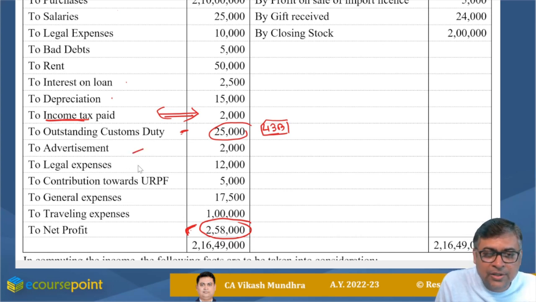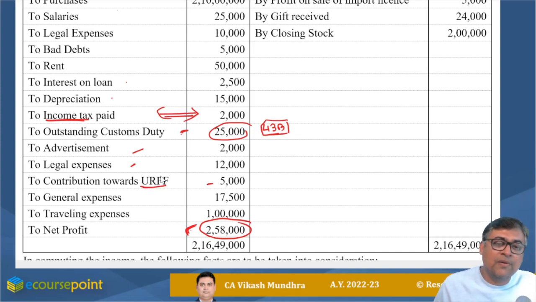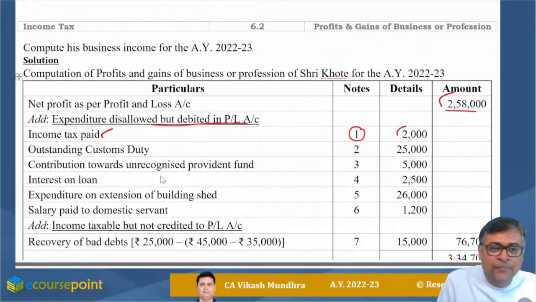Advertisement, nothing to be done. Legal expenses, nothing to be done. Contribution towards URPF, unrecognized provident fund: if as an employer you are contributing towards unrecognized provident fund, that should be disallowed. If it is RPF, gratuity fund, or superannuation fund, it is allowed subject to section 43B. But if it is URPF, it should definitely be disallowed. Even though you paid this amount within the due date of filing return of income, this should be disallowed. So I'm adding this 5,000.